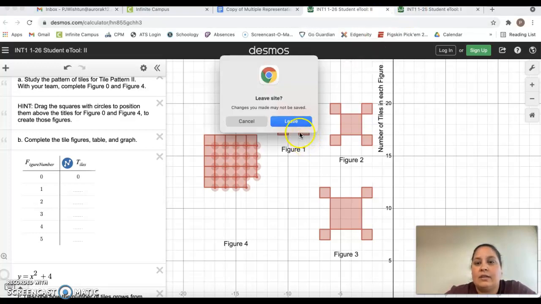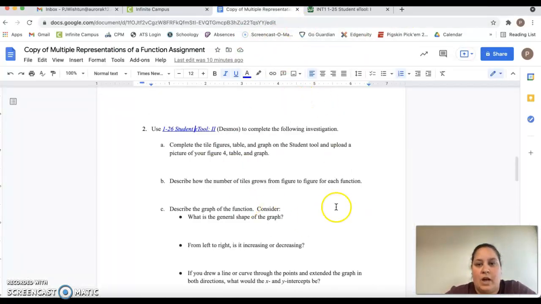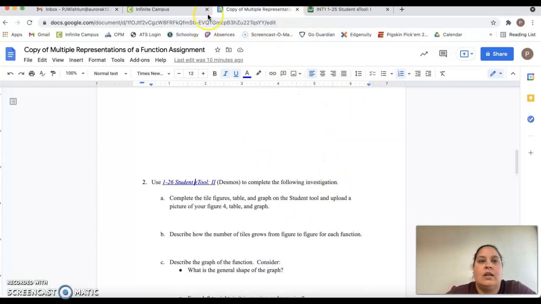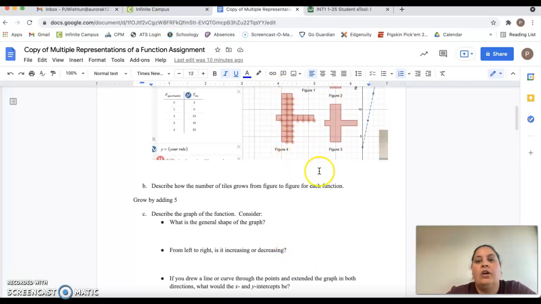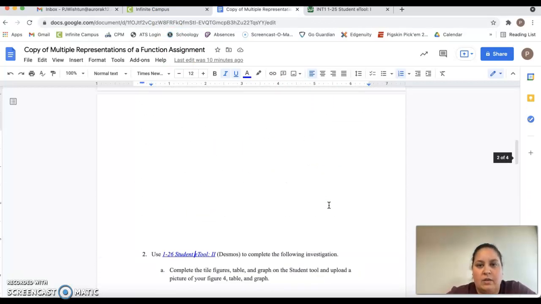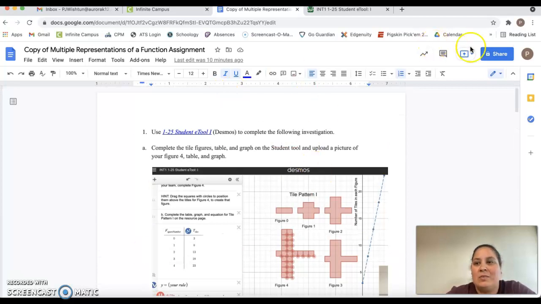Again, this activity, this copy is what needs to be turned in. A lot of kids are still just writing on Schoology or only turning in a screenshot like this screenshot. You need to turn in this whole document. When you turn in this document, please make sure that you share it with me.